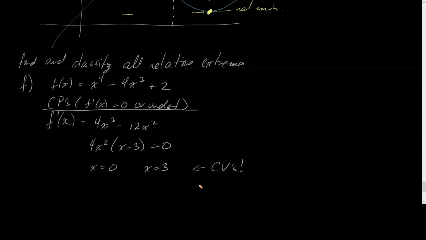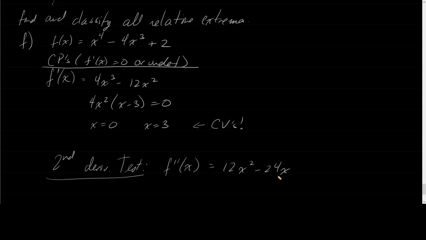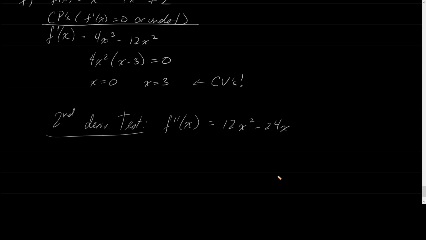Now that we've got that, we can apply the second derivative test. For the second derivative test, we need to find the second derivative. That means we'll find f double prime of x. The derivative there ends up being 12x squared minus 24x. Let's factor this as much as possible. I can take out 12x and I'm left with x minus 2.